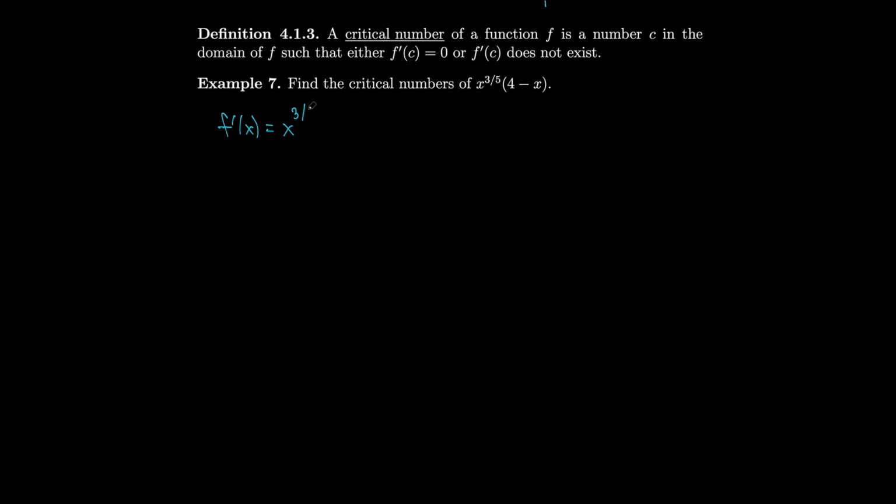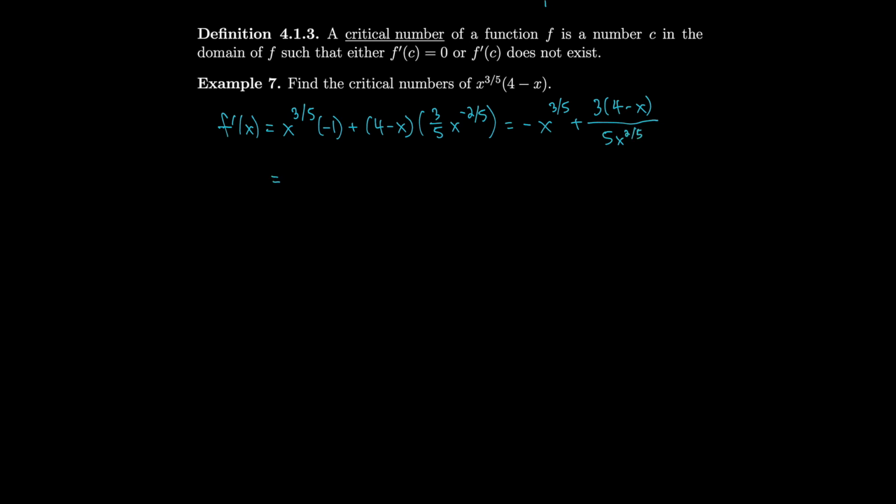So the derivative is x to the 3/5 times minus 1, we're using the product rule, plus 4 minus x times 3/5 x to the minus 2/5. Instead of the product rule, you could distribute and then just use the power rule. However, I think the product rule is pretty quick, so I'm just going to use it. So this equals negative x to the 3/5 plus 3 times 4 minus x over 5x to the 2/5.